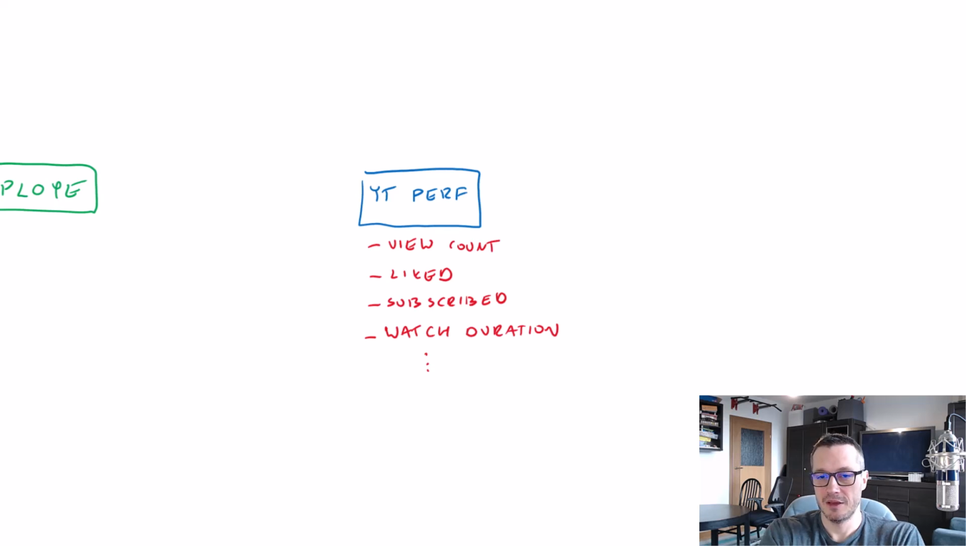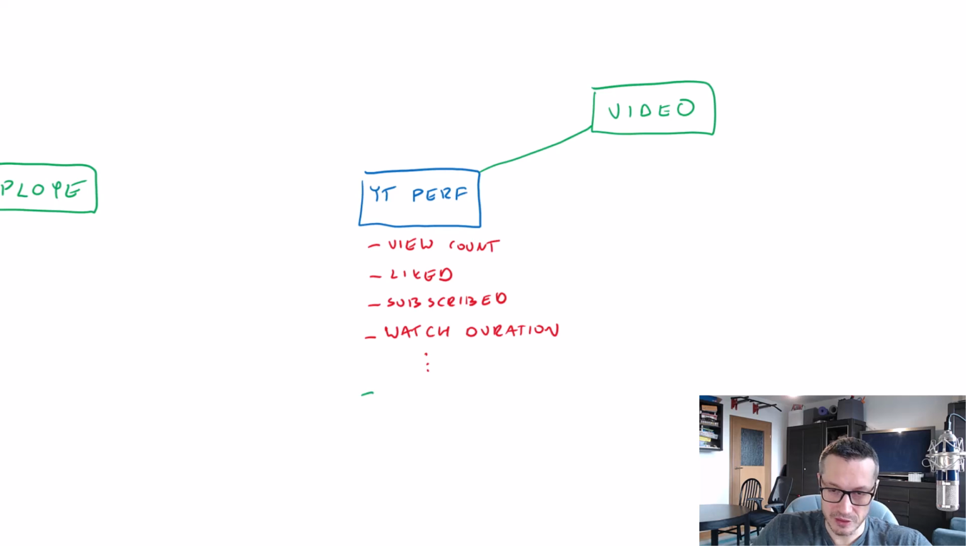Now, again, to make use of this model, I would have to add some dimensions to add the context. So, of course, I would need to have a dimension called video or episode that would indicate which video we are talking about. And to make this link possible, I would have to add this video ID field into my YouTube performance fact table.